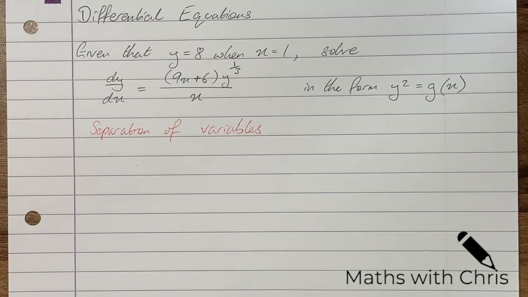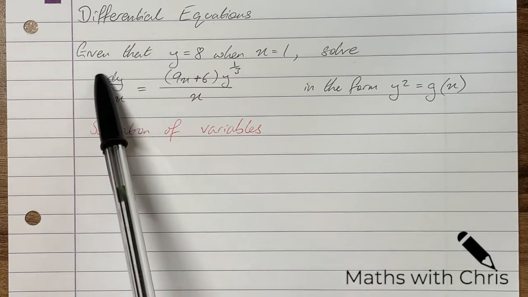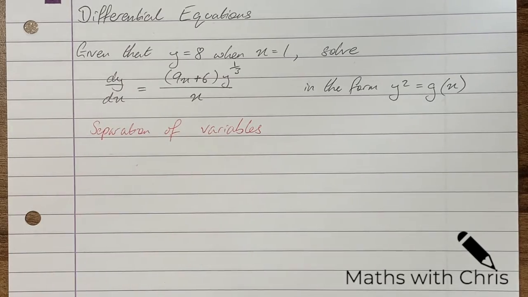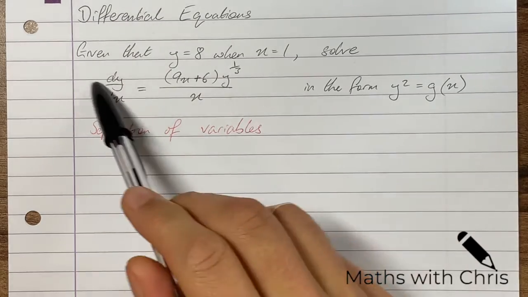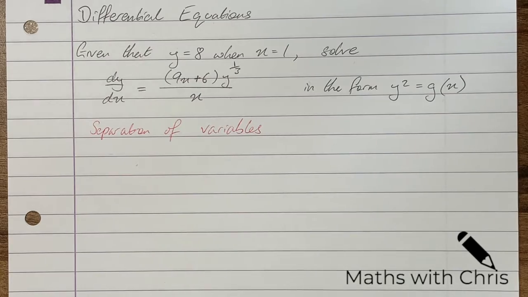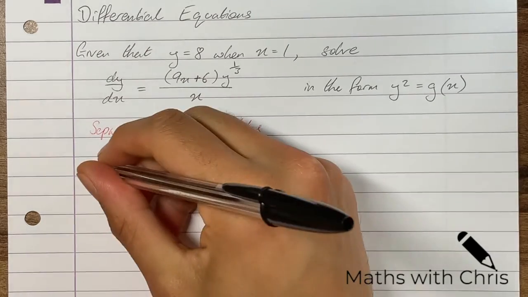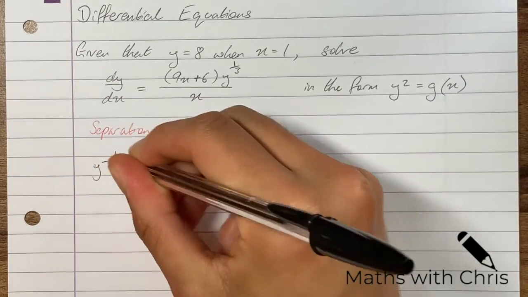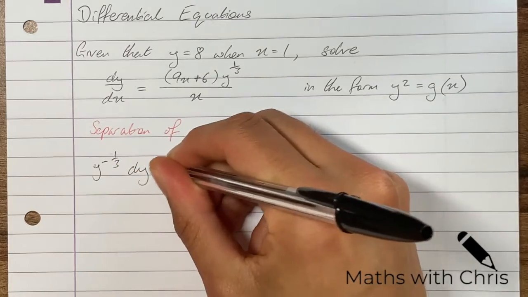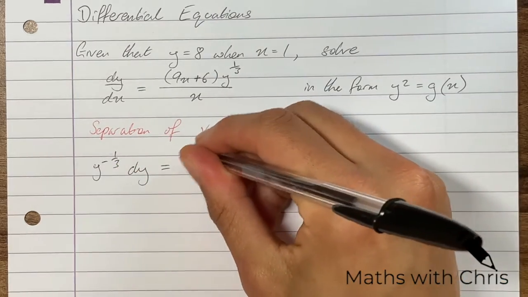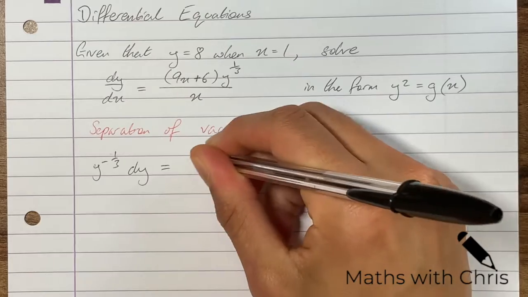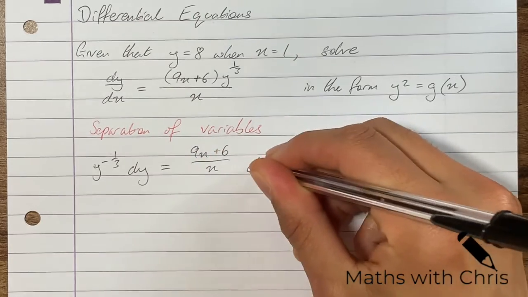So let's do that. Because the dy is on top of this fraction, for the dy dx, we're going to move the y's onto the left hand side. So we're going to multiply through by y to the power minus 1/3 dy equals, and then keep all of the x's on this side, (9x plus 6) all over x dx.